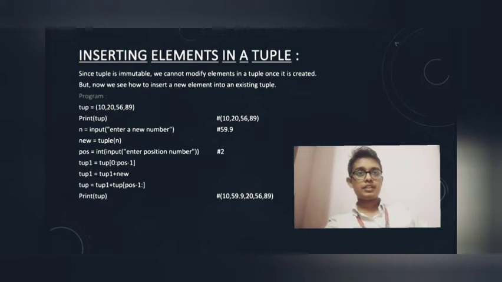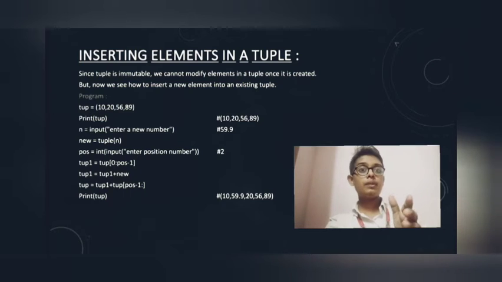10, 20, 56, 89. Print tuple, it will print the tuple. N is equal to input, enter a new number. Suppose that it will be 59.9. New is equal to tuple of n. Let us take a new tuple, which means I am taking new tuple of n. The value 59.9 is stored in the new tuple new.